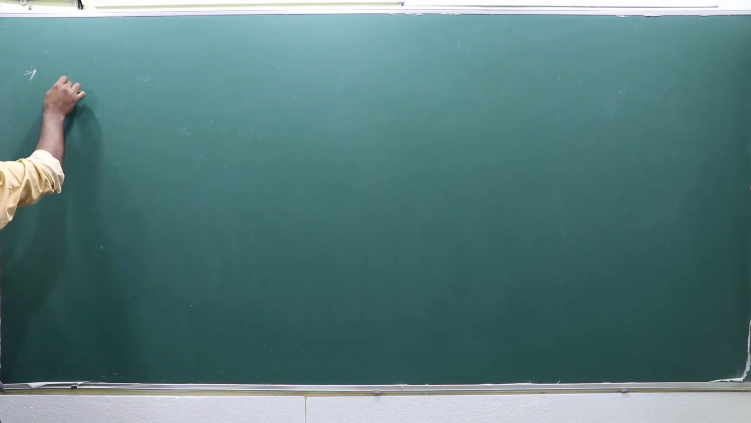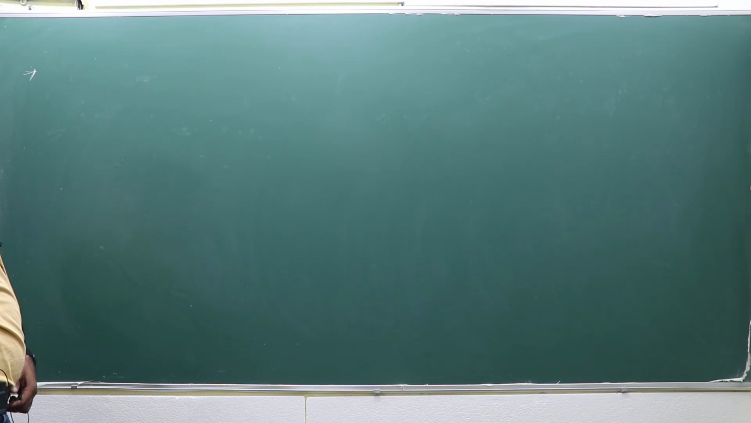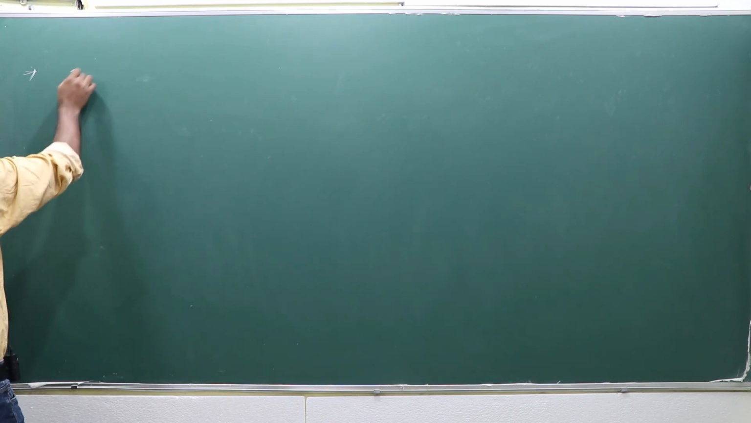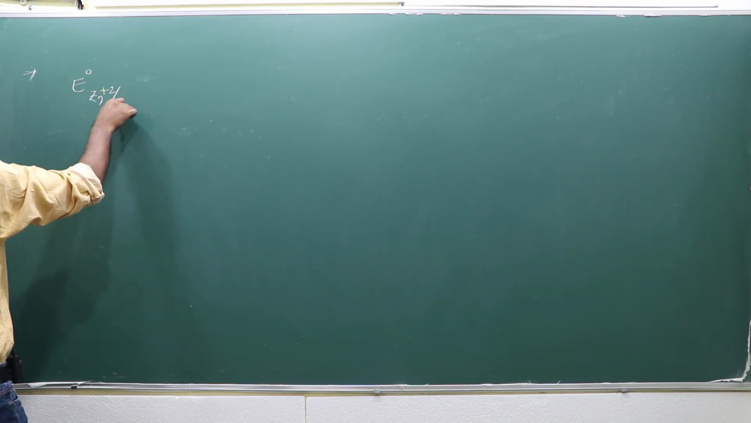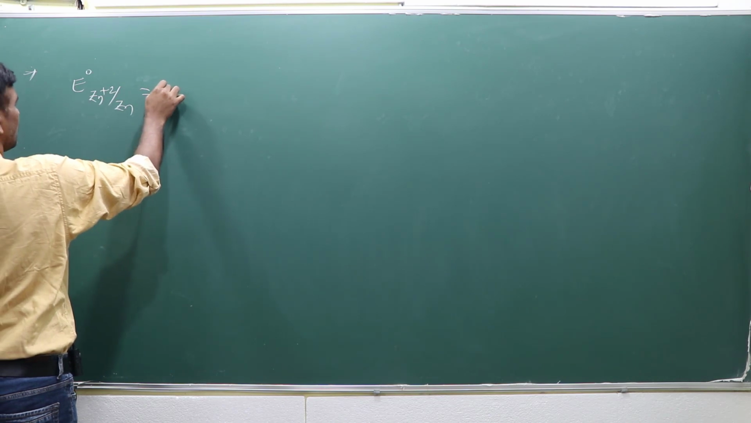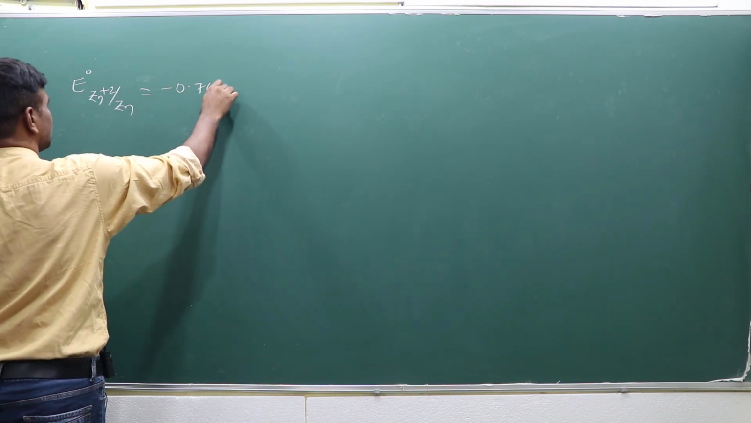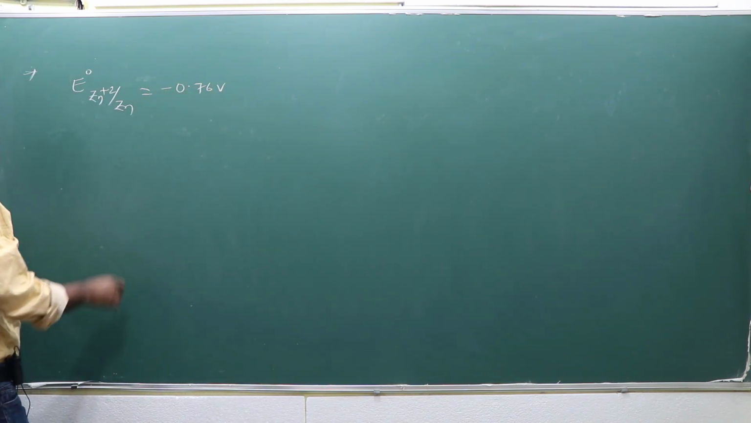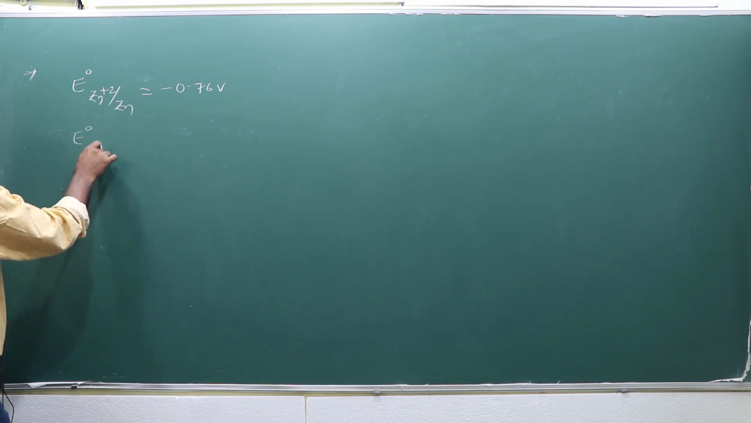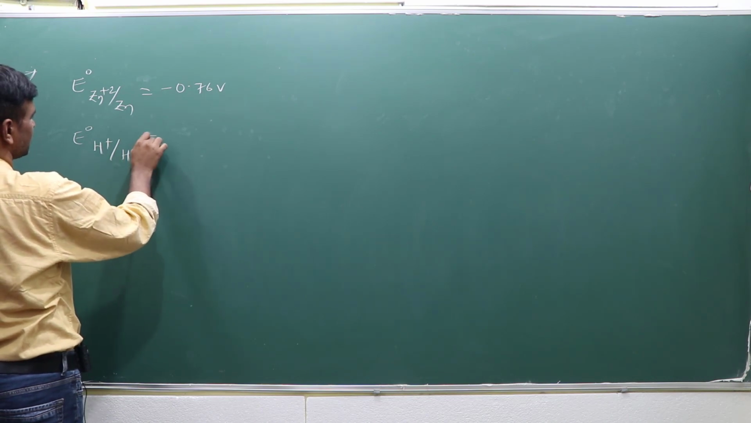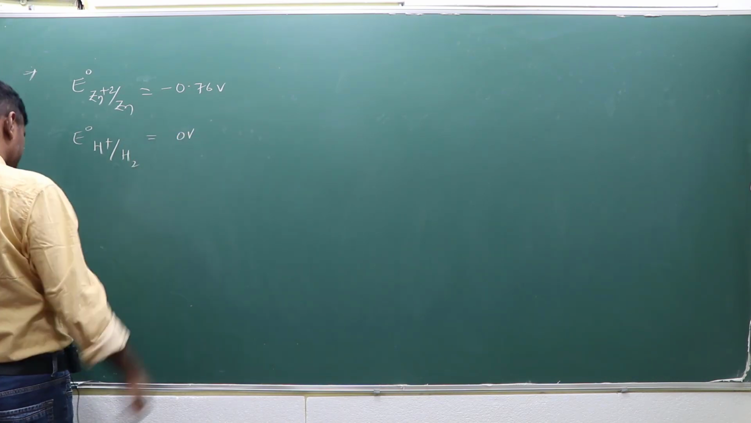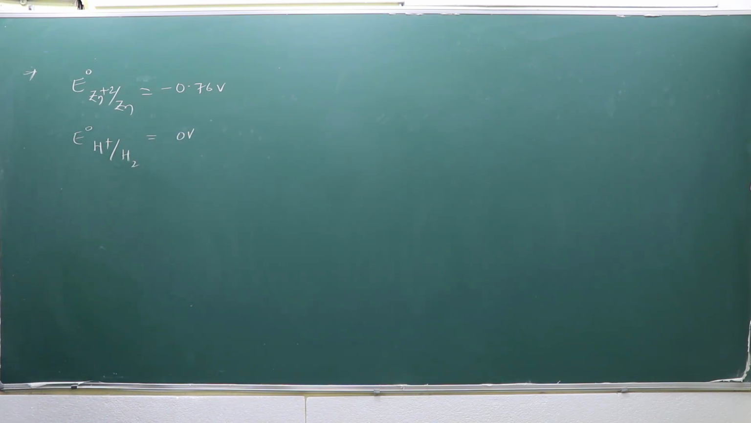In the continuation of the last class, we already discussed and explained some examples of how to calculate the E0 cell. Here is another example. Suppose it is given: E0 of Zn2+ to Zn is minus 0.76 volts, and E0 of H+ to half equivalent of H2 gas is 0 volts. What is E0 cell?